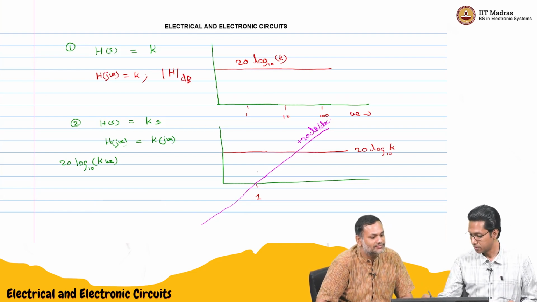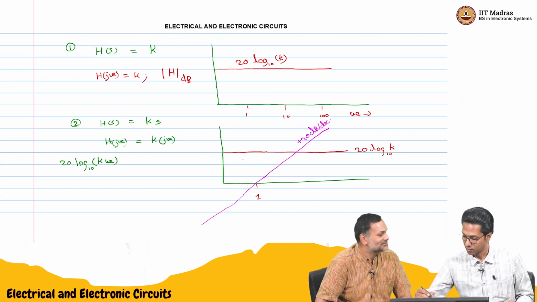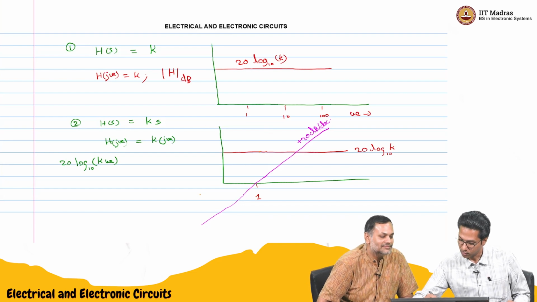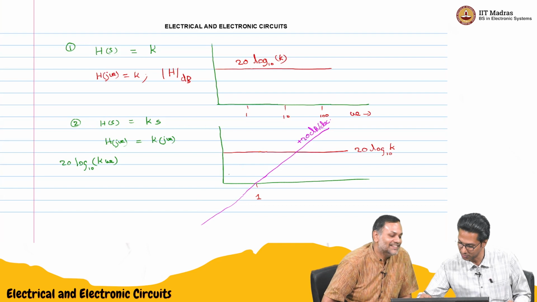So in that case, corresponding to 1, the value will be here. That's correct. So there are many plots. Now, if we show it like that, students will be confused.